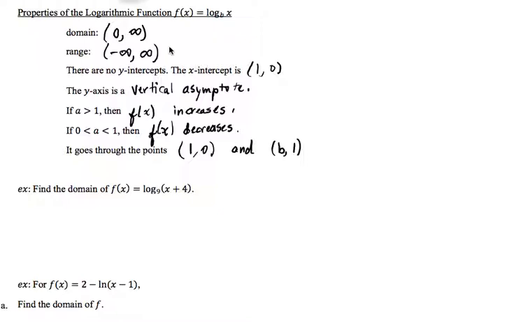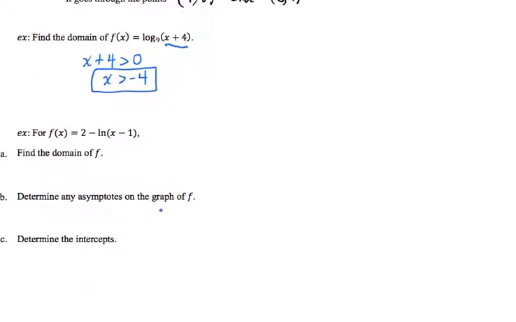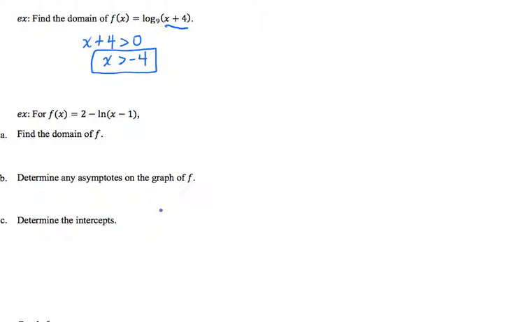Okay, so the domain. You cannot take the log of a negative number or 0, so whatever you're taking the log of has to be strictly greater than 0. So in this case, x would have to be strictly greater than negative 4. Otherwise, you'd end up taking the log of a negative number or 0. And it doesn't matter what the base is, you just take whatever you're taking the log of and set that strictly greater than 0 in order to find the domain. Okay, so let's take a look at this example. We're going to find several things for this one, starting with the domain.